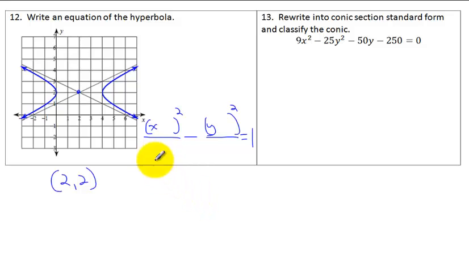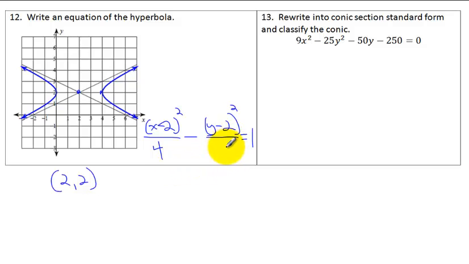Okay, so that means, what is a? A is the distance from the center point to a vertex. That distance from here to here is 2. So we square it and get 4. Oh wait, we can do this too, the 2 and the 2. So x minus 2, y minus 2.